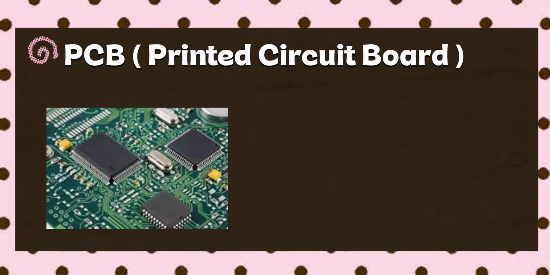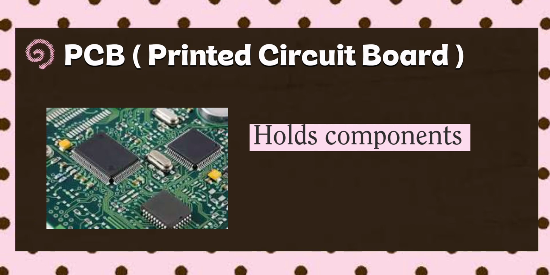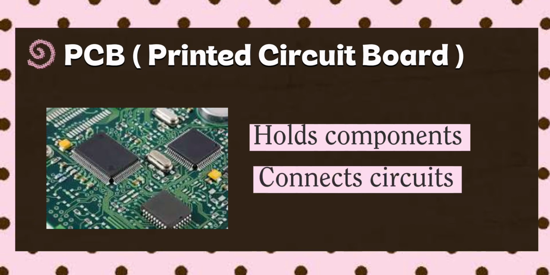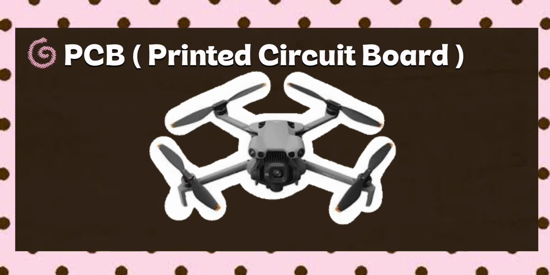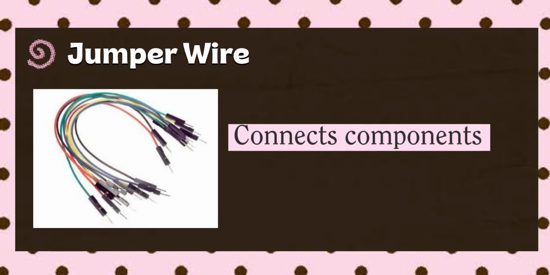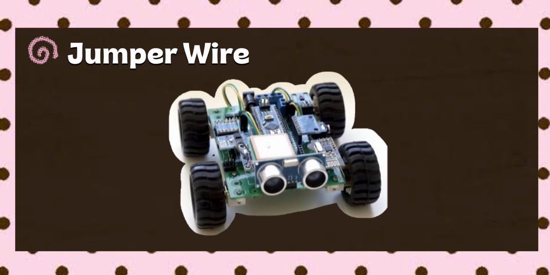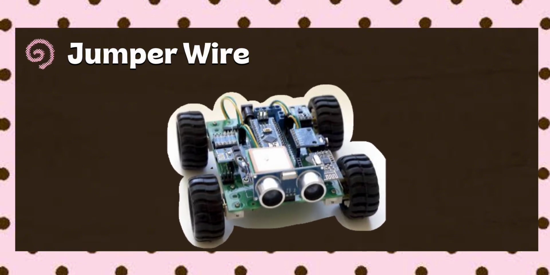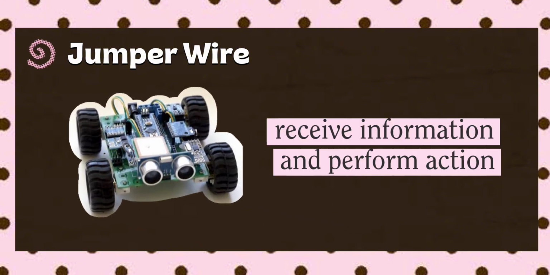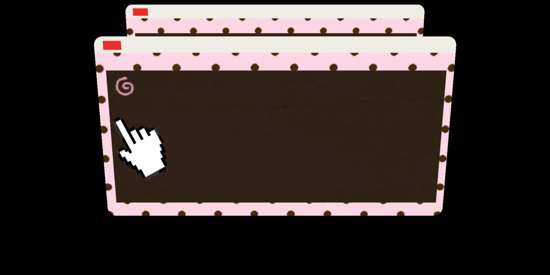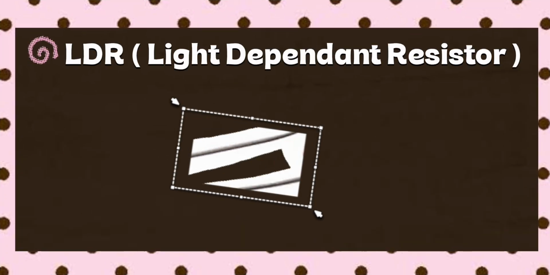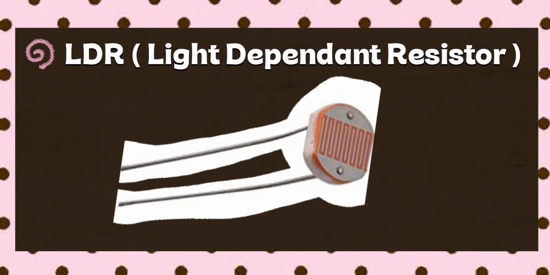PCB or the printed circuit board. A PCB is the main board where electronic components are placed and connected. In drones, it connects parts responsible for movement and stability. Jumper wires. Jumper wires connect electronic components during testing. In Arduino robots, they connect sensors and motors to the controller so that the robot can receive information and perform actions.